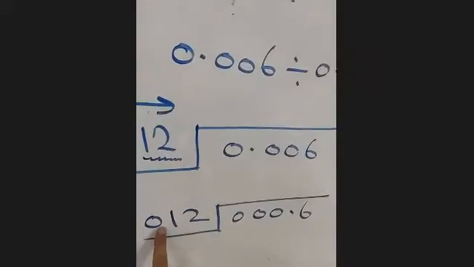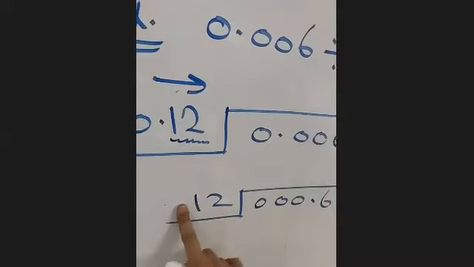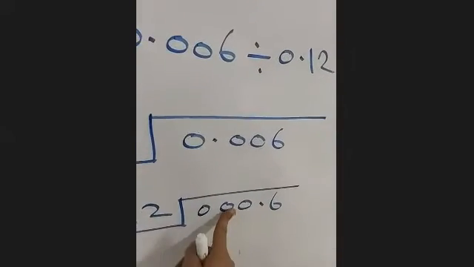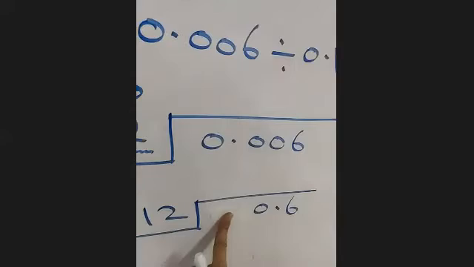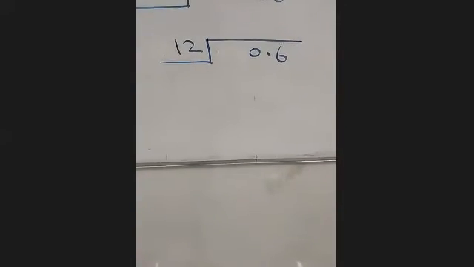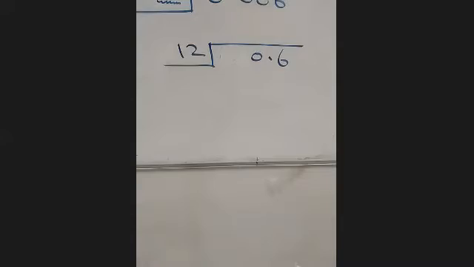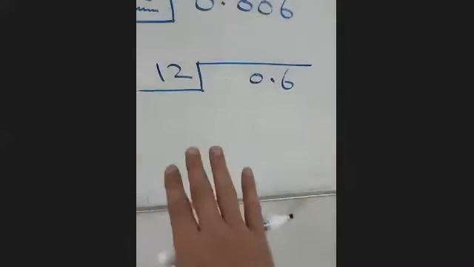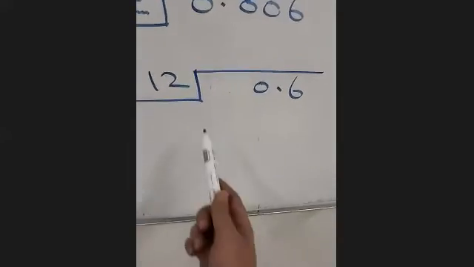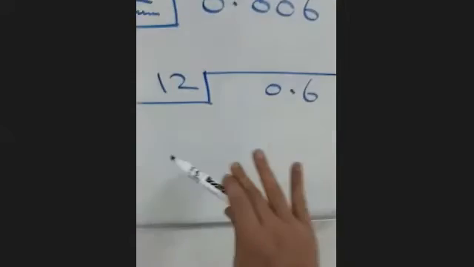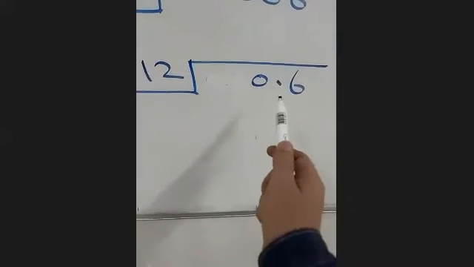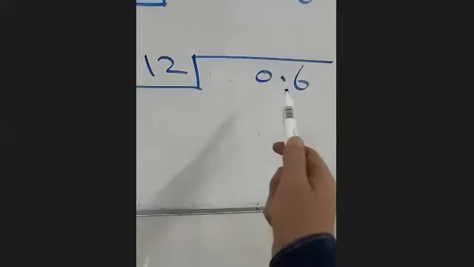Now this 0 has no value now without the decimal, so I can erase it. And these 2 zeros also have no value, so I can also erase them. So what I have now is 0.6 divided by 12. Now how will I divide these two numbers? Now the divisor has no decimal, so I'm okay. Now I will divide normally. When I get the decimal point, I will put it up directly.